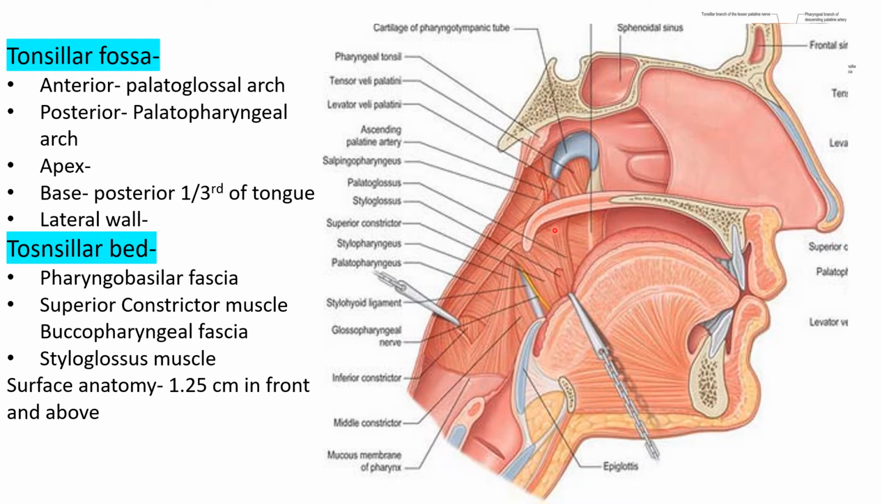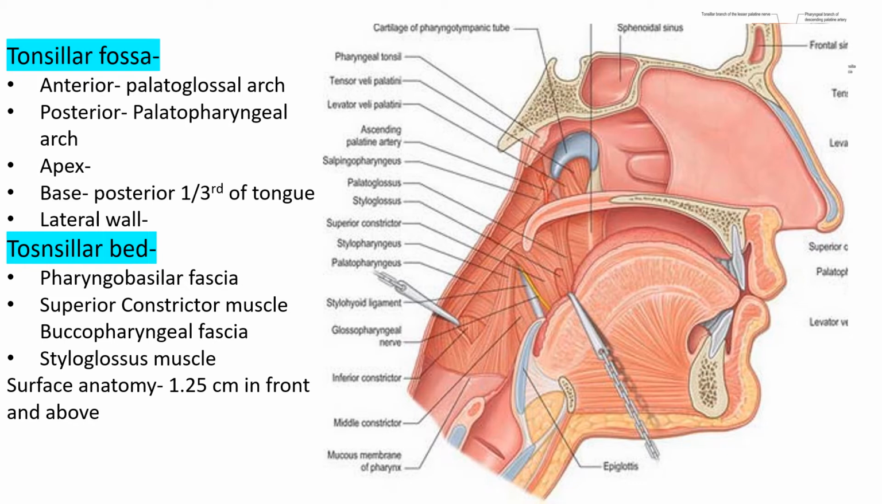From this palatoglossal arch, the part behind this is oropharynx. Anterior to the palatoglossal arch is the oral cavity. Okay, so we just appreciate this is the palatoglossus muscle. When it is covered by the mucosa, it is called the palatoglossal arch. Similarly, here the muscle is retracted. So this is the placement of the palatopharyngeus muscle, covered with the mucosa, called the palatopharyngeal arch.